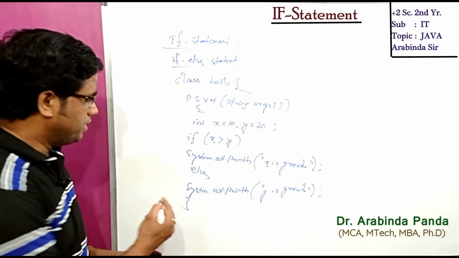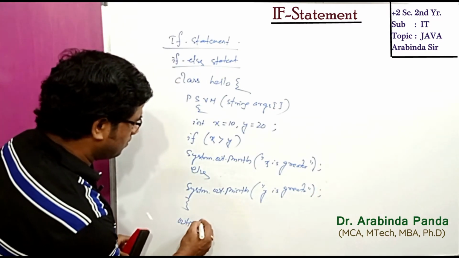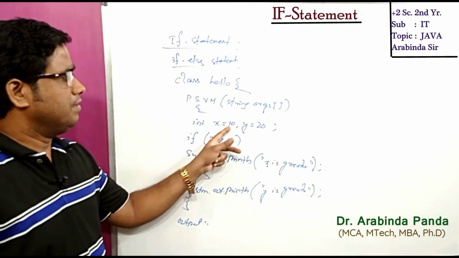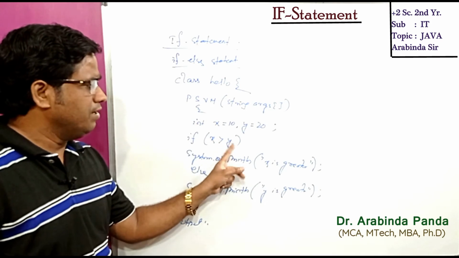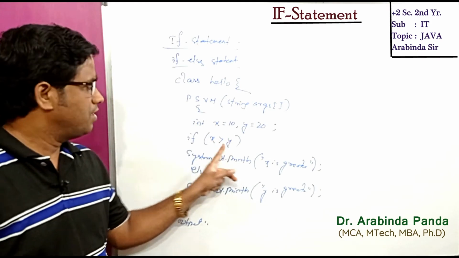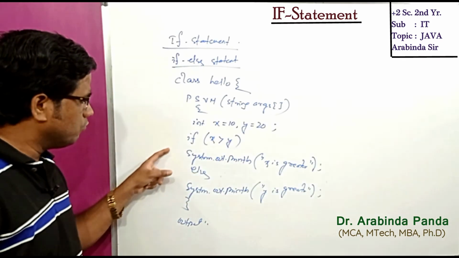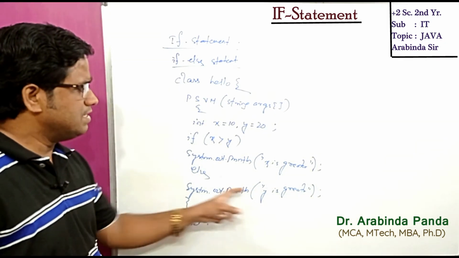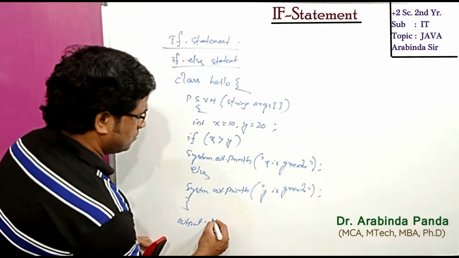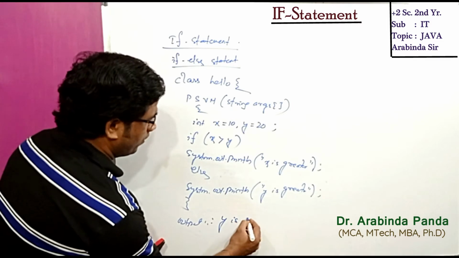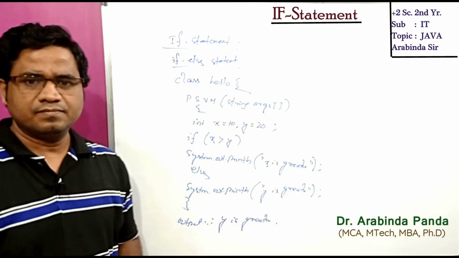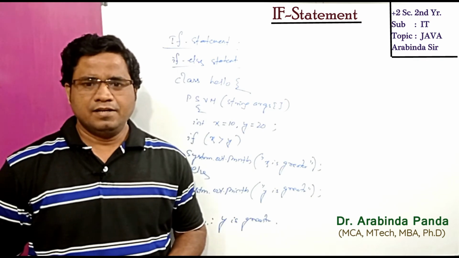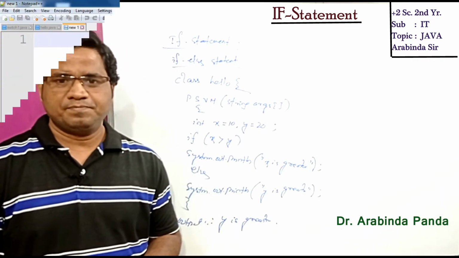Okay, so here what will the output? X equal to 10, y equal to 20. 10 greater than 20, true or false? False. False means directly it will come to the else part, that is y is greater. So your output will be: y is greater. Very simple, right? So see the programming implementation.